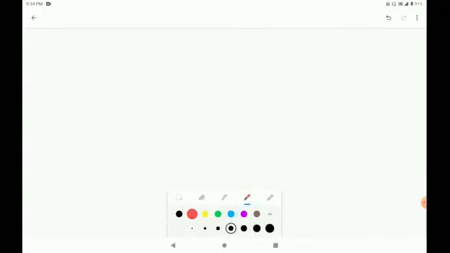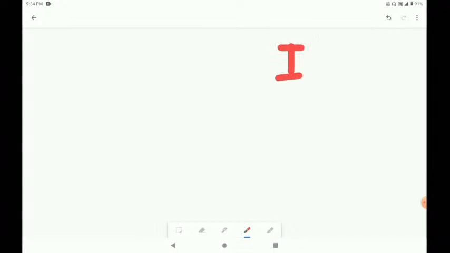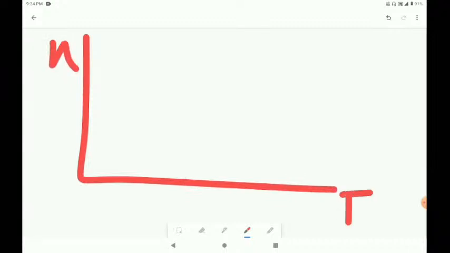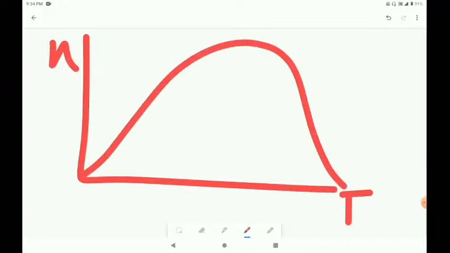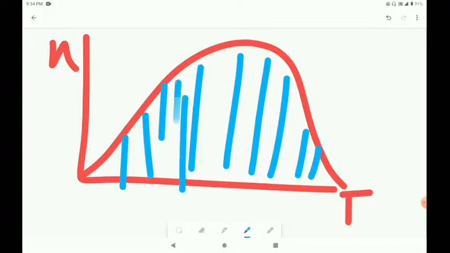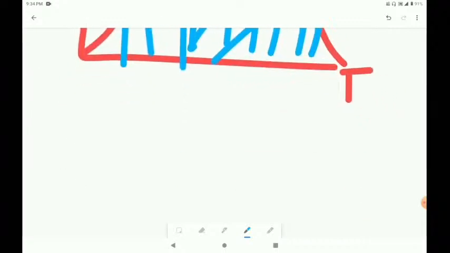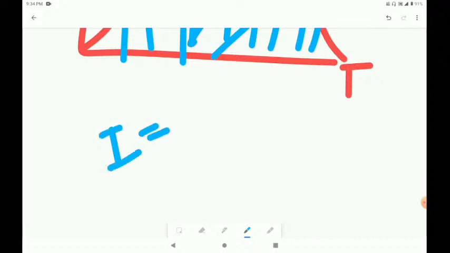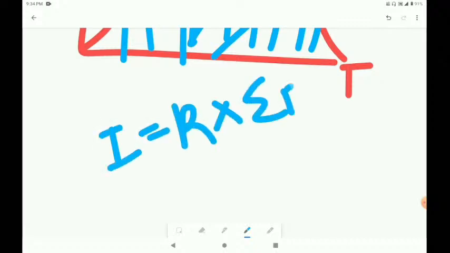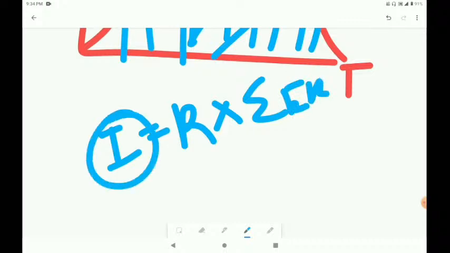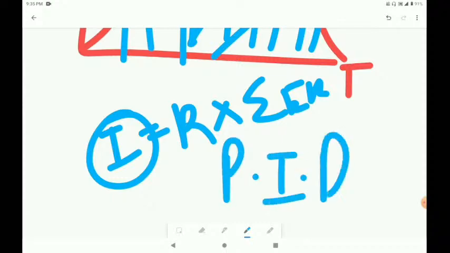The integral term is actually the integration, or the summation, of all the errors. If we have a position-time graph, say something like this, then the summation of all the errors over time, multiplied by the I gain, a constant, is your integral term. So with this we are completed with the P, I and D loop.